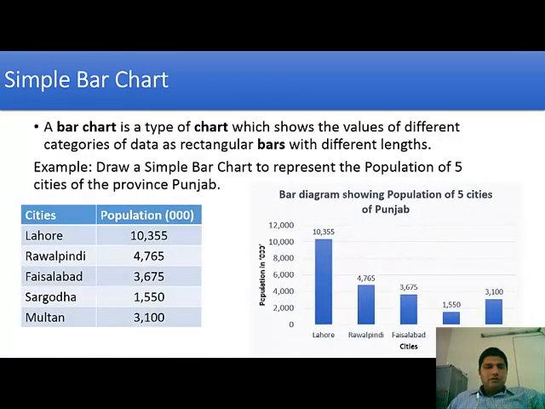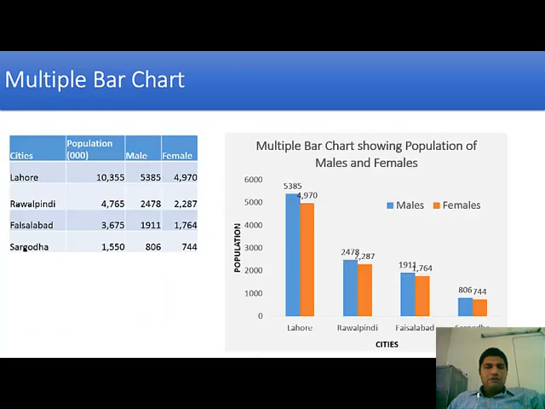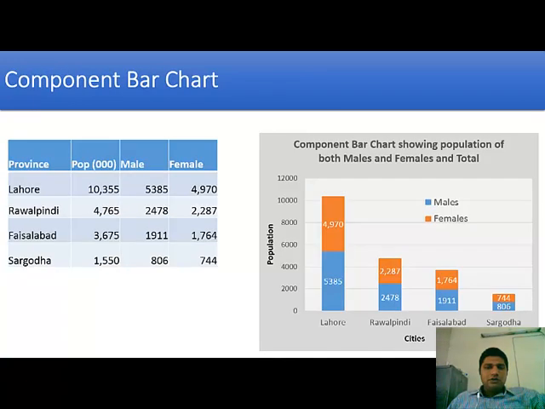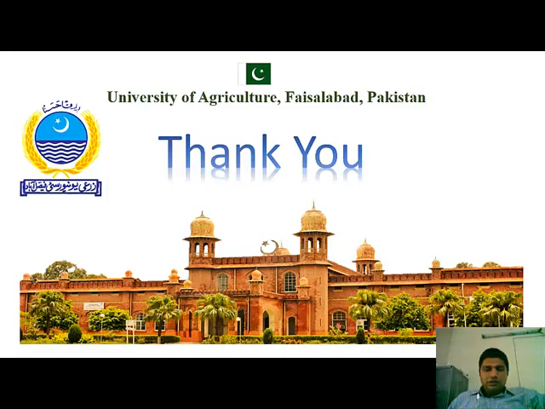And similarly, you can also show the population data on a bar chart. And if you have the population of male and female, you can show it on a multiple bar chart. And similarly, you can also make a component bar chart when you want to show components of a total for certain categories. Like in this graph, for Lahore, you can see the total population of Lahore as well as the population of male and female in that class. Component bar charts allow you to compare the total as well as the different components inside that total. There may be more than 2 components. Thank you very much.